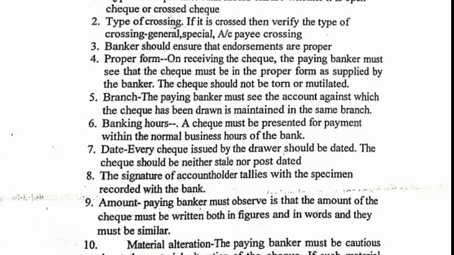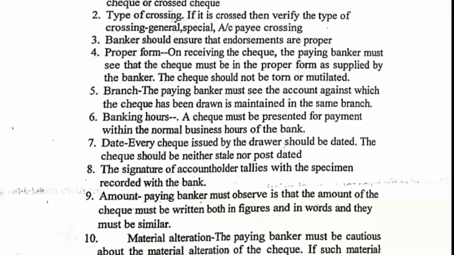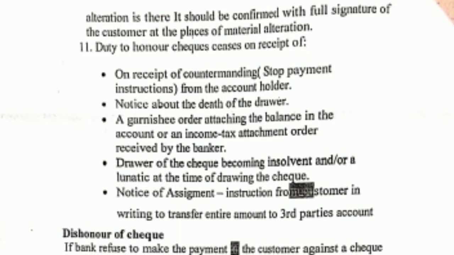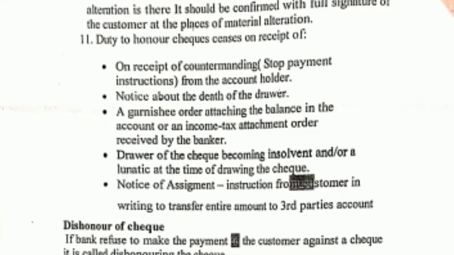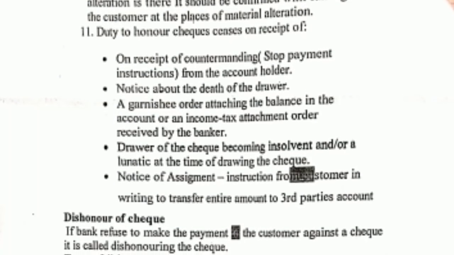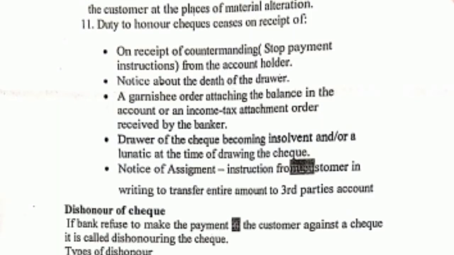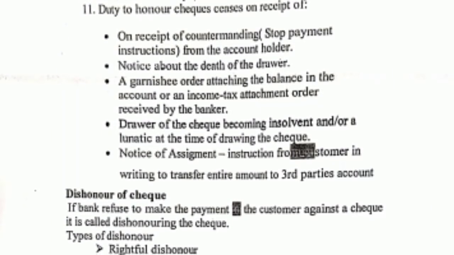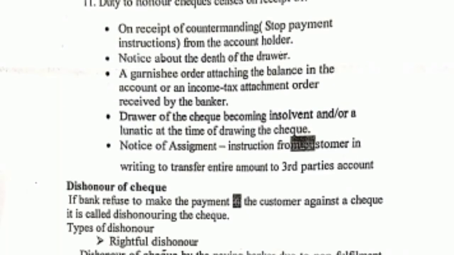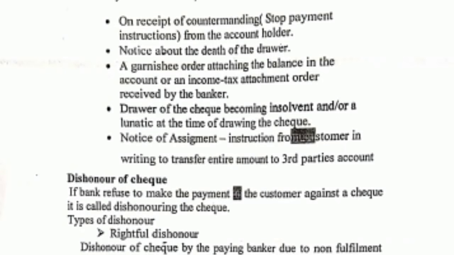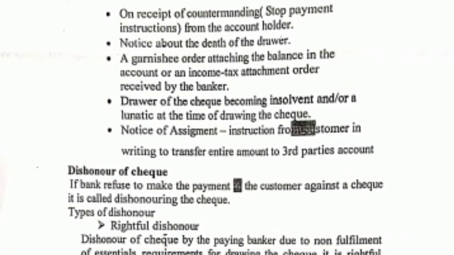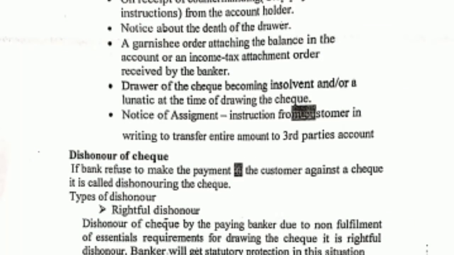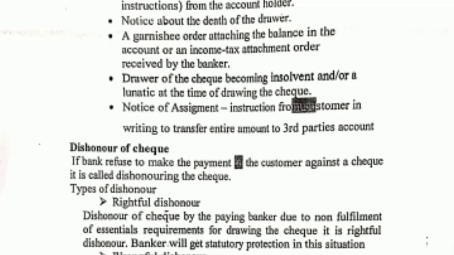First is the type of check. Which type is the check? He has to check whether it is an open check or a crossed check, and the type of crossing used in that particular check. Banker should ensure that the endorsements are proper. Signature should be there with the date, and the amount also should be in a clear format. Proper form: proper form here refers to there should not be any material alteration or date alteration or amount alteration or signature alteration. So that is known as proper form.